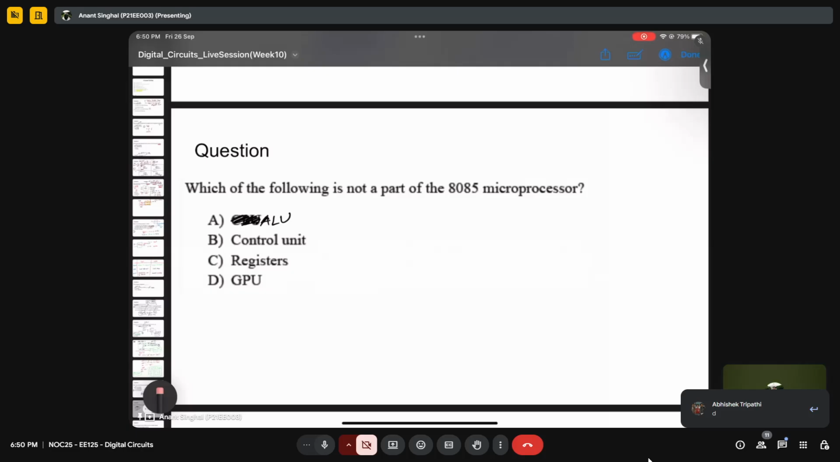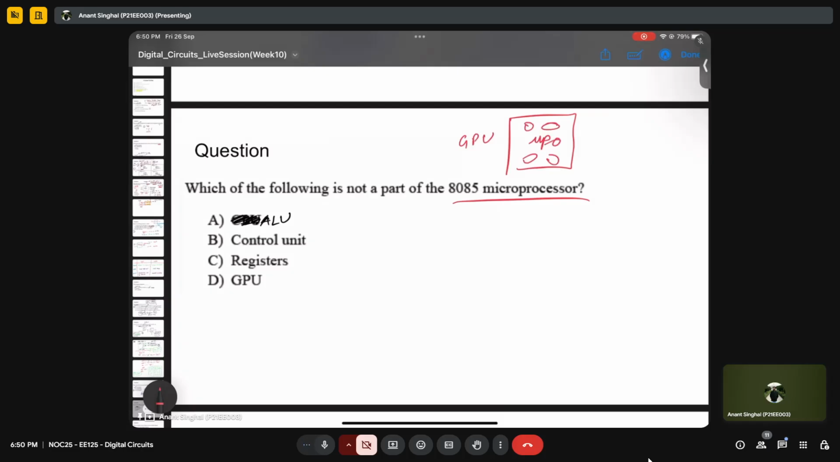So a microprocessor does not itself contain a CPU or a GPU. A CPU or a GPU itself contains a microprocessor with different elements. A microprocessor only contains an ALU, which is an arithmetic logic unit, a control unit, and registers. So GPU is the correct answer because it is not a part of that. So let's move ahead.